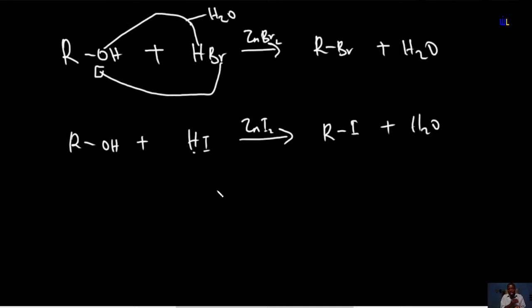Now, what is very important for you to note is that this particular reaction is used to differentiate between primary, secondary, and tertiary alkanols. Yes, the reaction between an alcohol and a hydrogen halide can actually differentiate a primary, secondary, and tertiary alcohol.